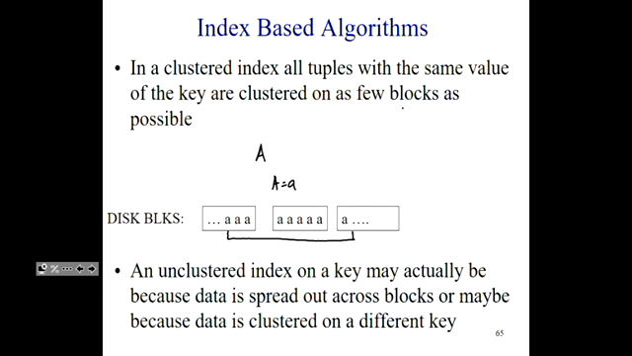An unclustered index may be because either there is no ordering to the data, so the data isn't really ordered by any attribute, or because the data is clustered on a different key. So the data is either spread out across blocks with no ordering, or maybe the data is clustered on a different key. So if the data is clustered on A, then an index on B is necessarily going to be an unclustered index. So it's necessarily going to be unclustered on B if it is clustered on A. So that's just how it is.